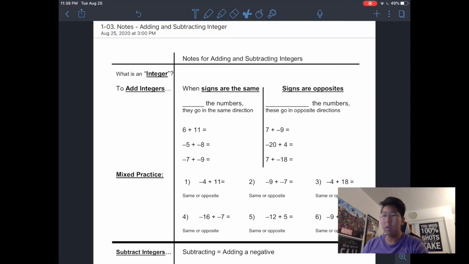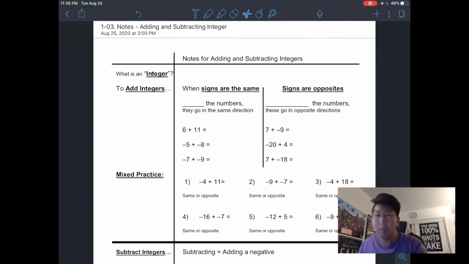Here's our notes on how to add integers. So here I'm going to be splitting the notes from adding integers and subtracting integers. So we'll have two sets of notes. For this first set of notes, we're going to be talking about adding integers.